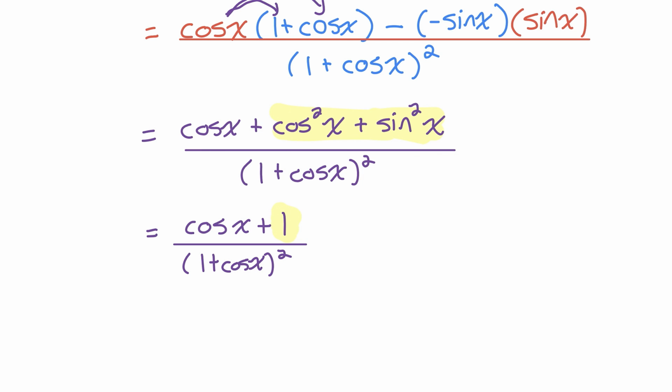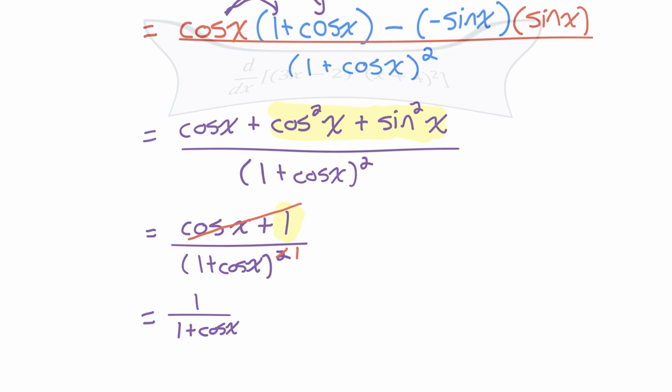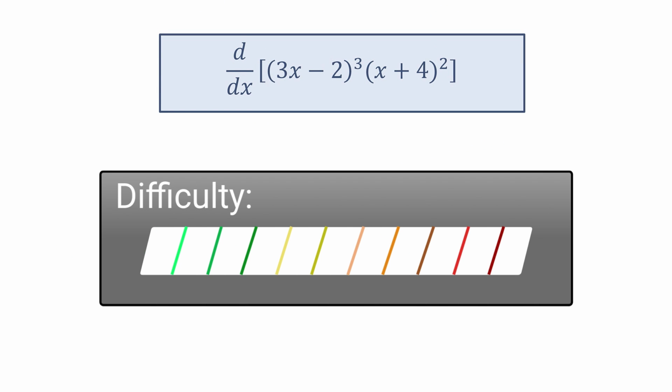And now you should notice the factor in the numerator is just like the factor in the denominator. 1 plus cos x can cancel out with one of the factors of 1 plus cos x in the denominator. Something divided by itself is 1, so in the numerator I still have 1, and in the denominator I have 1 plus cos x. Derivative number 5.